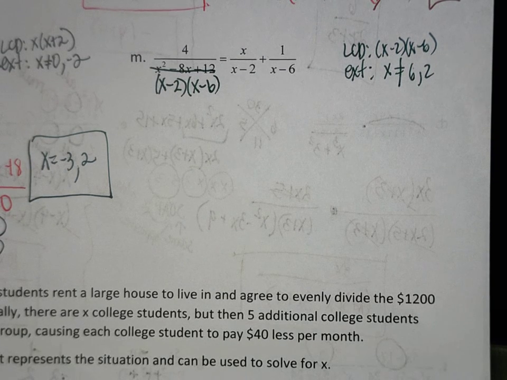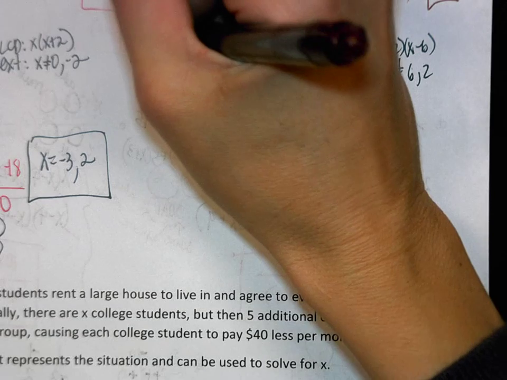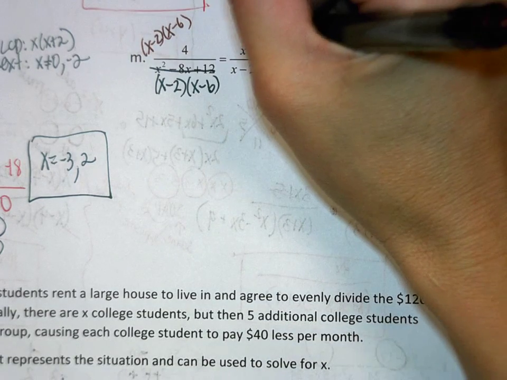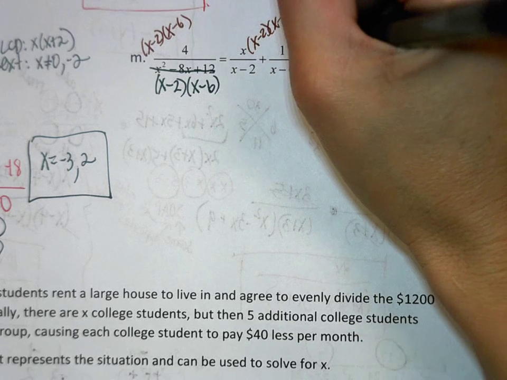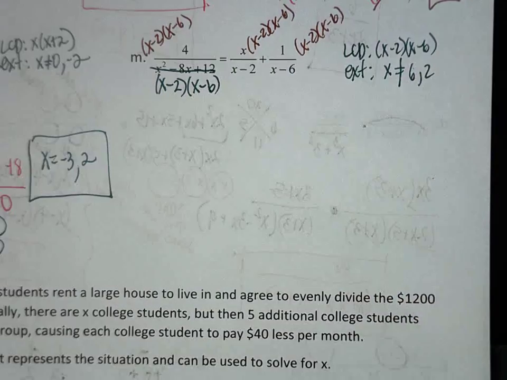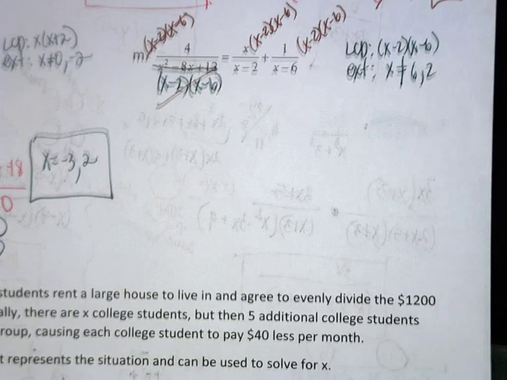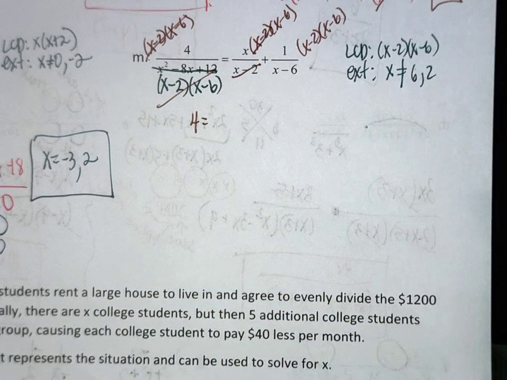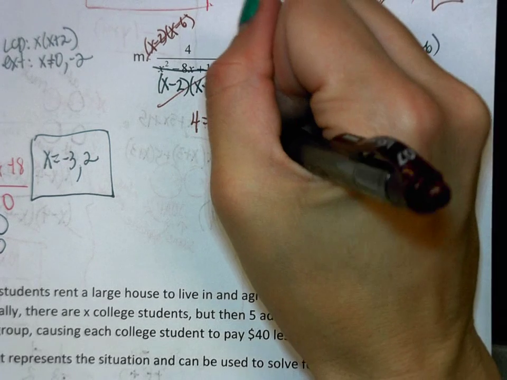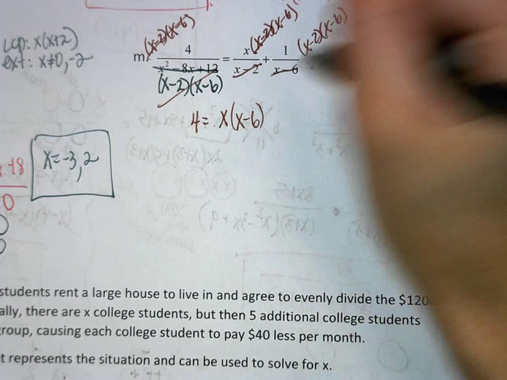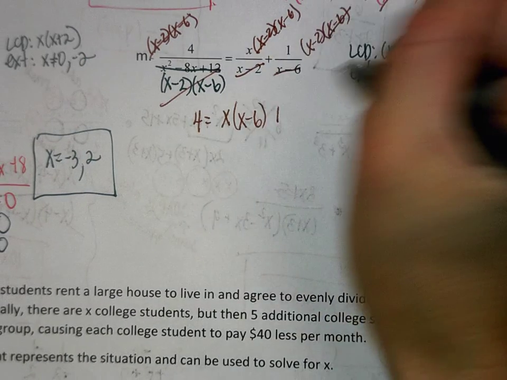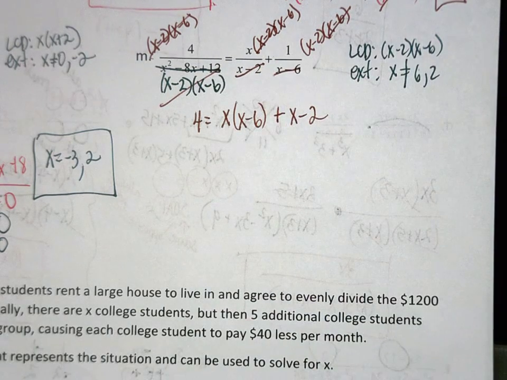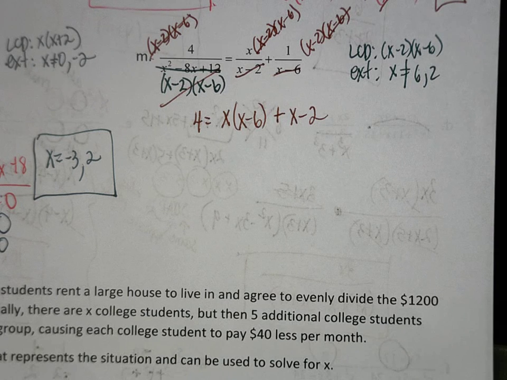Okay, next step is to do what? Multiply every term by my LCD. So multiplying every term by x minus 2, x minus 6. Okay, so when I do that, the first term, everything cancels out, and I'm just left with a 4 equals. Here the x minus 2's cancel, and I'm left with, good, x times x minus 6. And then my x minus 6's cancel, and I'm left with 1 times x minus 2, which is just x minus 2. Am I going too fast? No. Okay, so what's next?